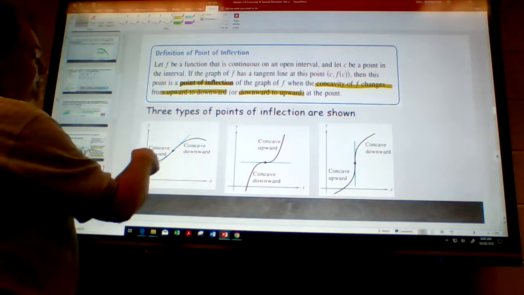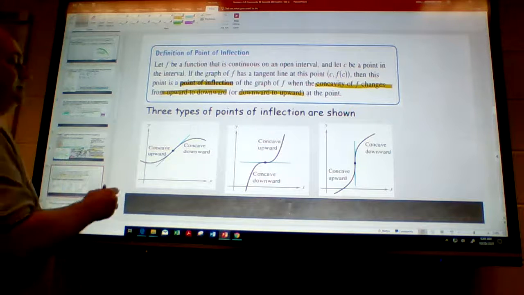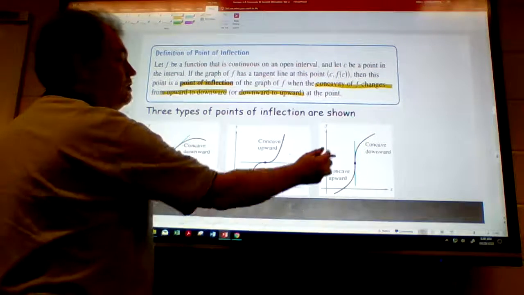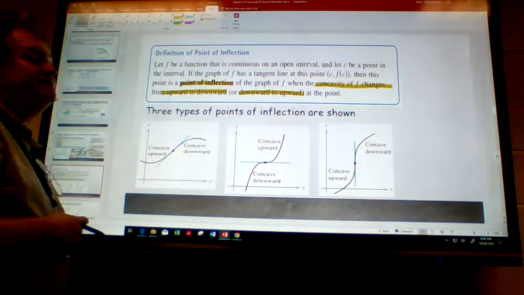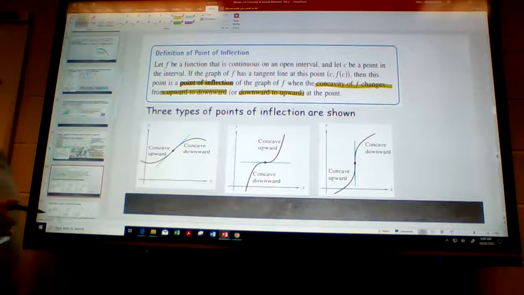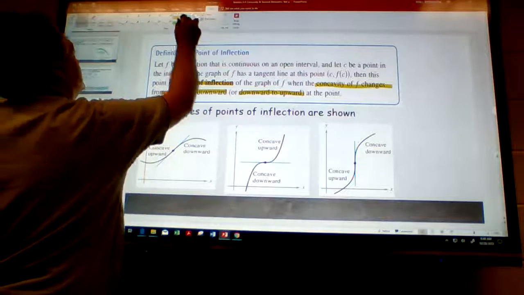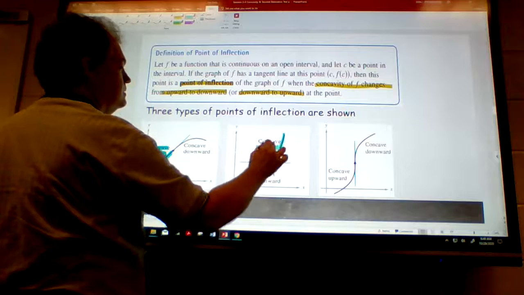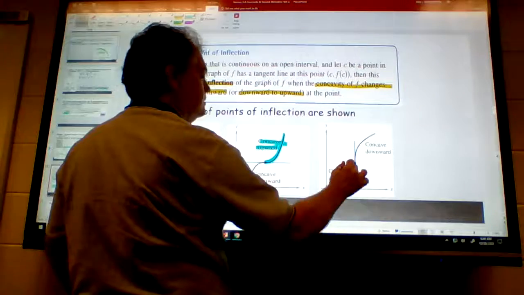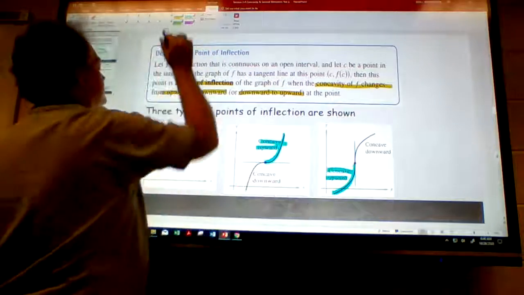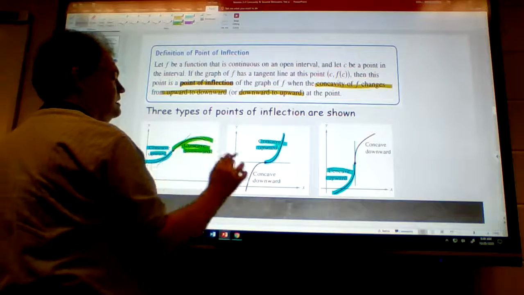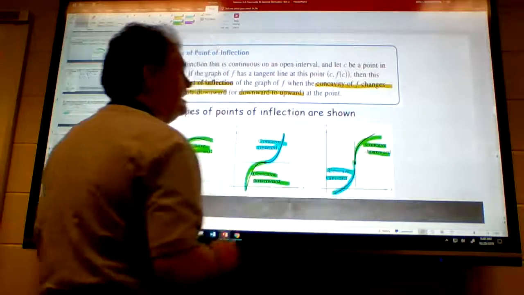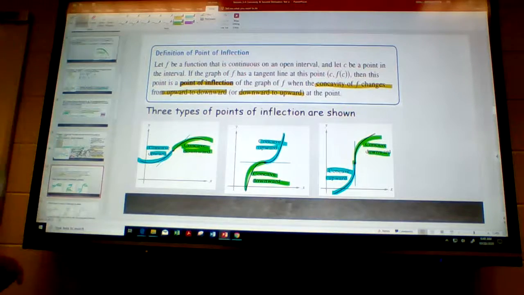As you can see right here, it's up, now it's down. Here, concave downward to concave upward, or you've got this right here. These are just some examples of what you will see where it changes. But you can see here, concave up, concave up, concave up. And here, concave down, concave down, concave down. All right, so those are just some examples.